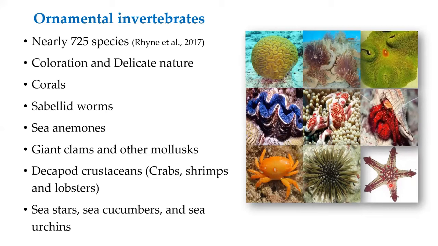You can see there are corals involved in the trade, and we have worms called the sabellid worms or tube worms. We have sea anemones, giant clams, and then hermit crabs, coral crabs, and some brachyuran crabs. And we also have urchins and starfishes in the invertebrate trade.